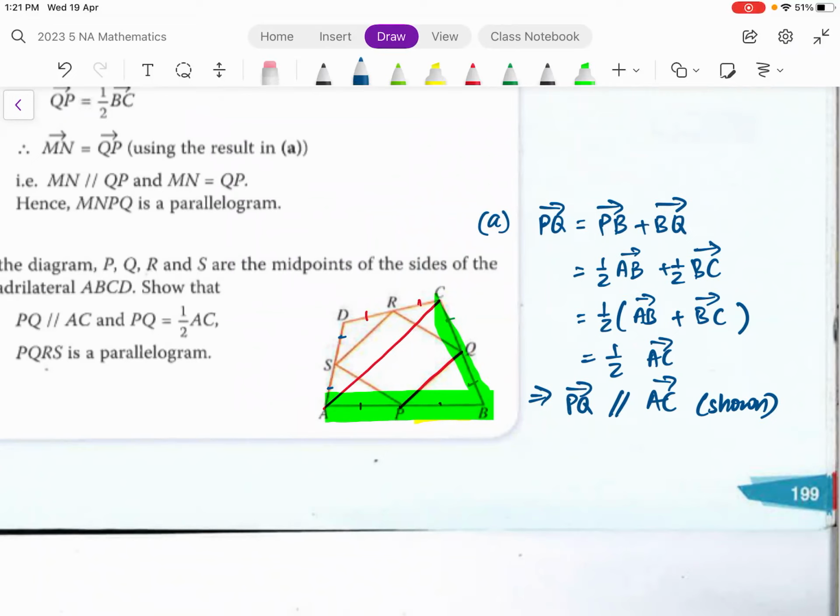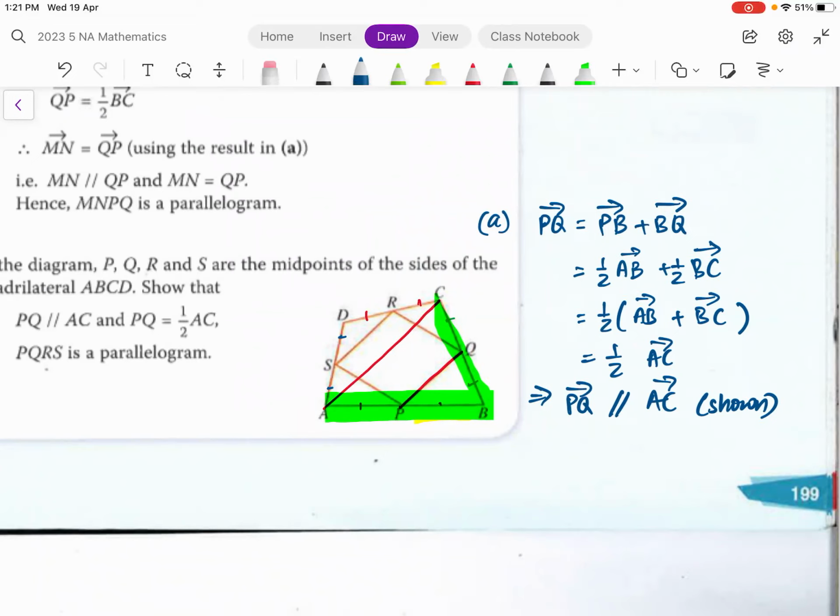Okay. So next part, show that PQ is half of AC. Have you already shown it? Yes. The magnitude of PQ is half of the magnitude of AC. Also shown. So I was saying that I like to write it this way: PQ magnitude is actually half of AC. But because they wanted it in this format, you just write PQ equals half AC. Shown. So without the arrows, we're just talking about magnitude only.